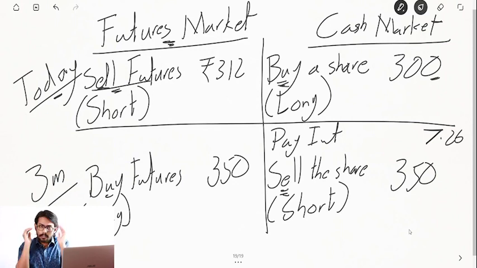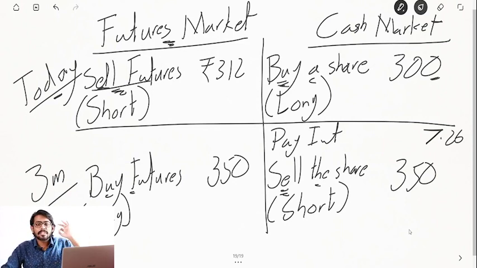So what is happening? First, we found out the fair future price, 307.26. We decided that futures is overpriced. Let us sell futures. Based on the rule of the cross, if you sell futures, you have to buy a share, sell the share after 3 months, and buy futures after 3 months. That is how the cross operates.